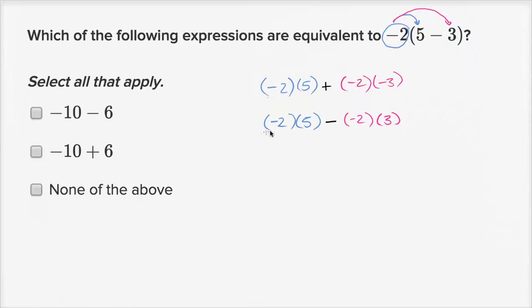Well, negative 2 times 5 is negative 10. And then negative 2 times negative 3 is positive 6. Or over here, negative 2 times 3 is negative 6, but then we subtract it, so you're just going to get positive 6 either way. So you get negative 10 plus 6. And that's this choice right over here, which of course does evaluate to negative 4. This one up here evaluates to negative 16. And of course I won't select this because I found an answer.